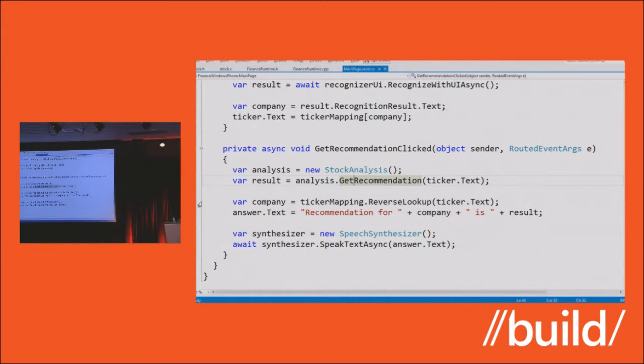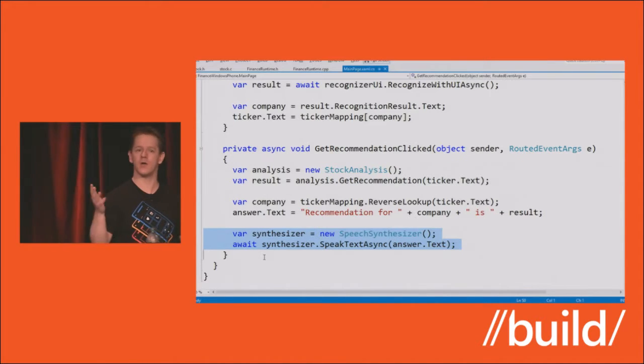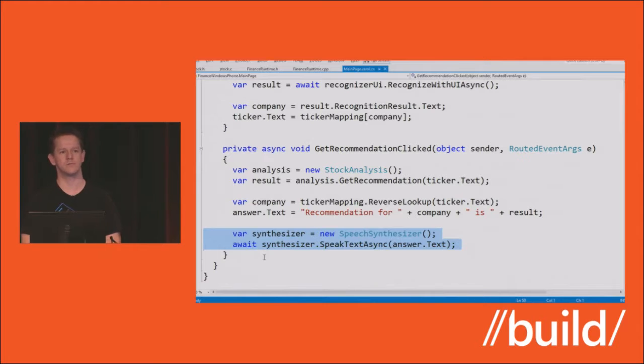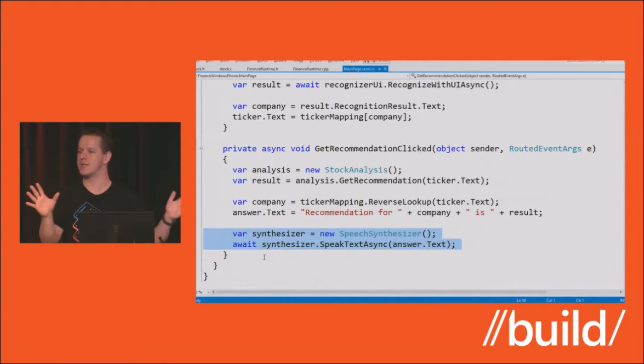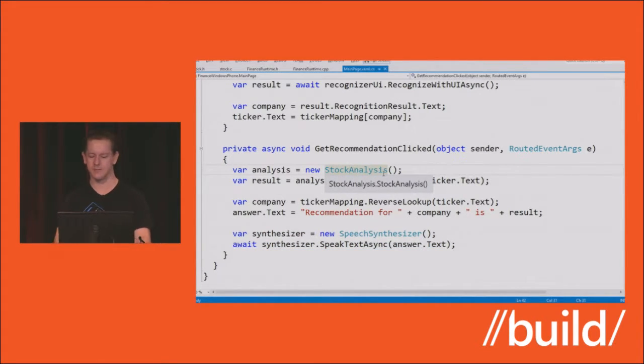When I get the result, I simply put it in a text box, and then I use another Windows Runtime API, the speech synthesizer, to speak out that text. The recommendation is buy or hold. So using Windows Runtime components, both provided by Microsoft and written by you, is incredibly easy in C#. So let's look at what it takes to write this stock analysis object in C++.